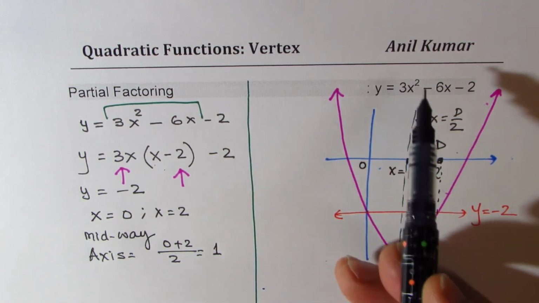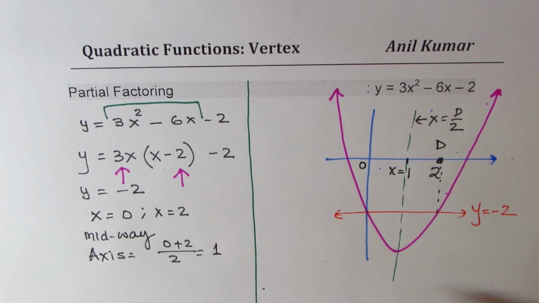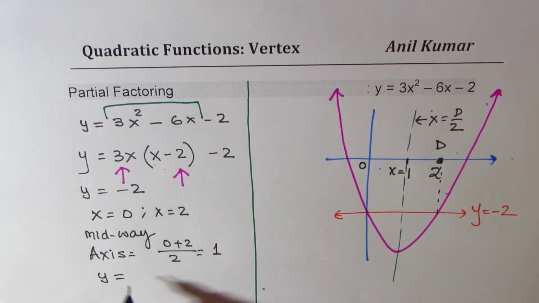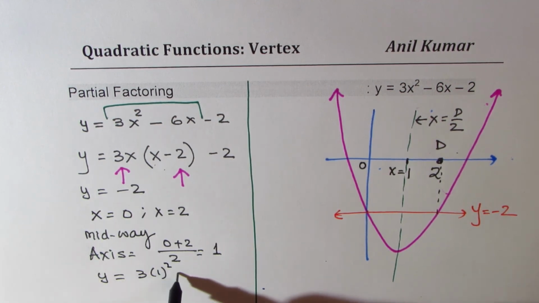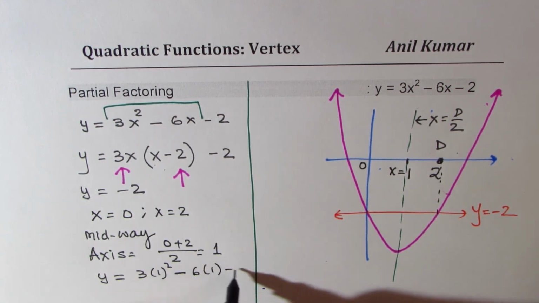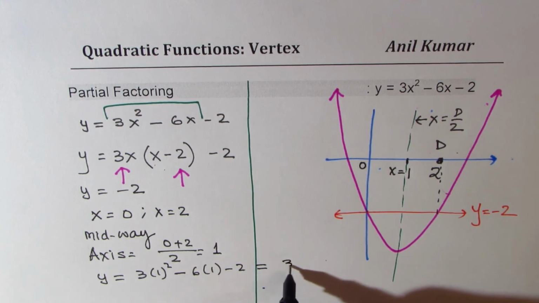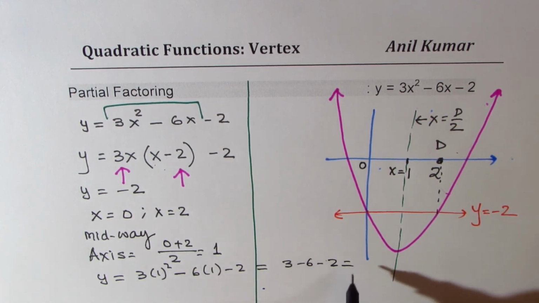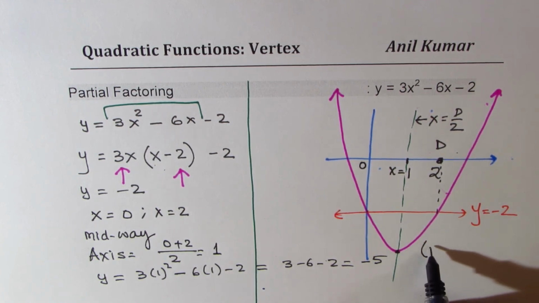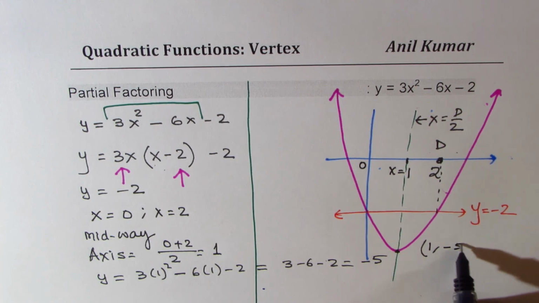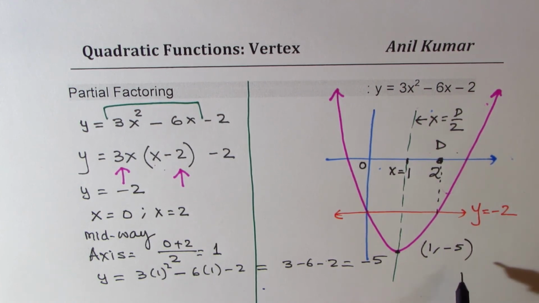And it's easy to find the y value. You could calculate y by substituting 1 here: 3 times 1 squared minus 6 times 1 minus 2, which is 3 minus 6 minus 2, and that is equal to minus 5. So we get this point, the vertex, at x equals 1 and y equals minus 5. Is that clear?